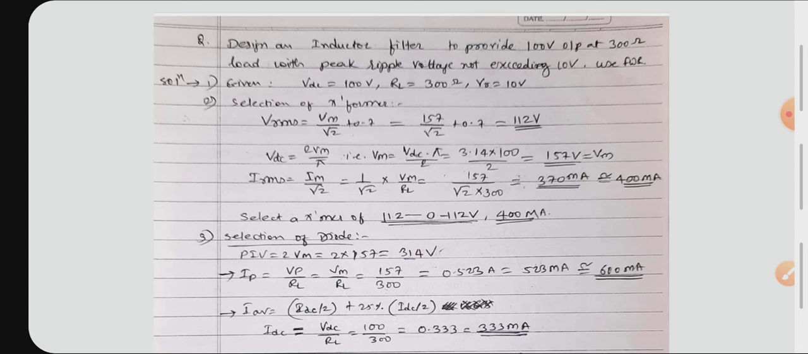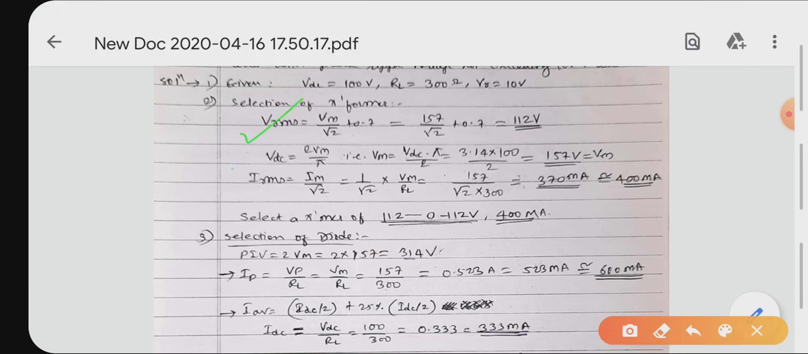Okay, so first step, again given: Vdc equal to 100 volt, RL equal to 300 ohm, VR equal to 10 volt. Second step, selection of transformer. You have to calculate two values, Vrms and Irms, by using the formulas for a full wave rectifier: Vrms equal to Vm by root 2 plus 0.7, Irms equal to Im by root 2, and you can get the transformer rating. You should write this: 12-0-12 volt, 400 milliampere. That means it is a center tap transformer.